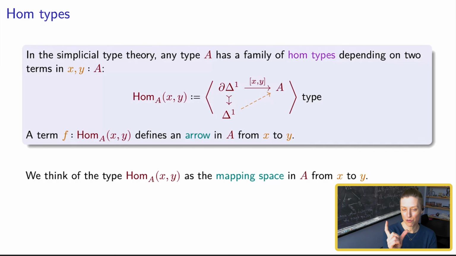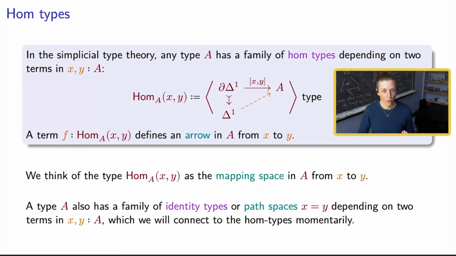So the one simplex is really just a directed arrow, and its boundary is given by two different points. And so if I map the first point to x and the second point to y, and then extend from there to a one simplex, now a term in this extension type is an arrow that starts exactly at the x and ends exactly at the y. And so this HOM type, one of these extension types, is this mapping space or mapping infinity groupoid in A from x to y.